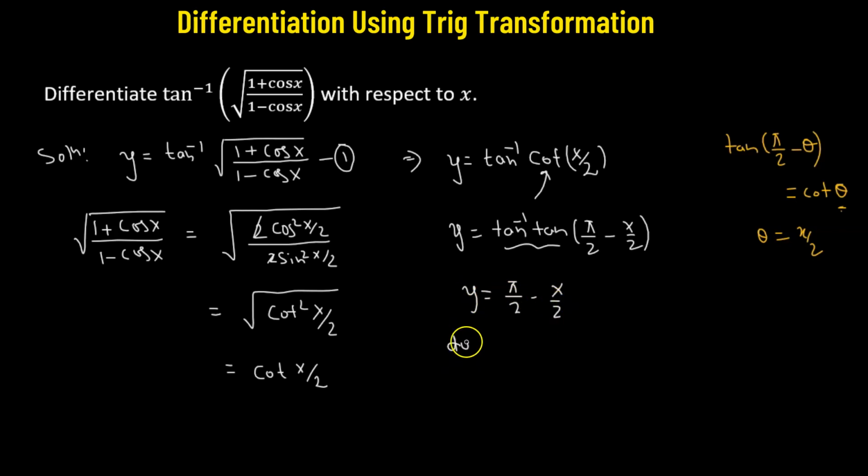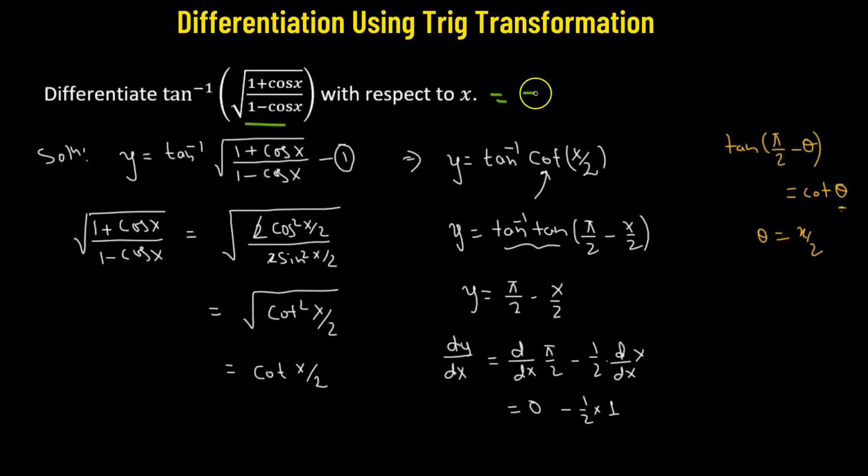Now let's take the derivative on both sides with respect to x. So that will be the derivative with respect to x of pi over 2 minus half, being a constant, multiplied by the derivative with respect to x of x. So the first term is going to be 0, and the second term will be half multiplied by the derivative of x, that's simply 1. So that means the derivative of our given inverse tangent function with respect to x is equal to negative 1/2. Let's move on to the fourth problem.